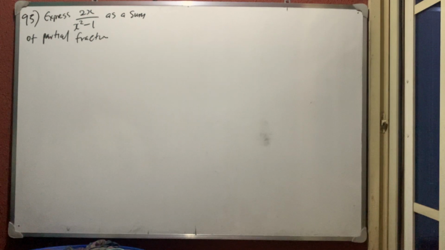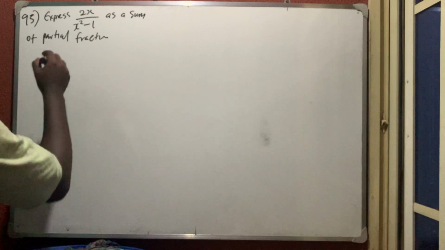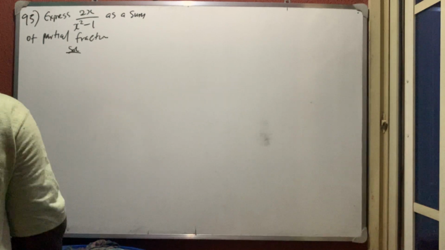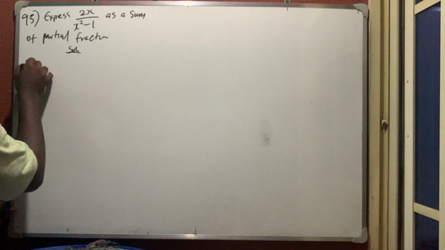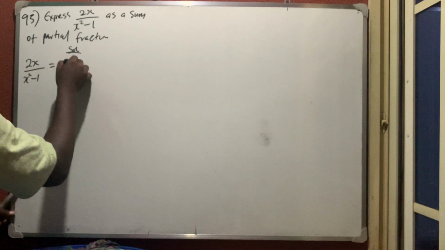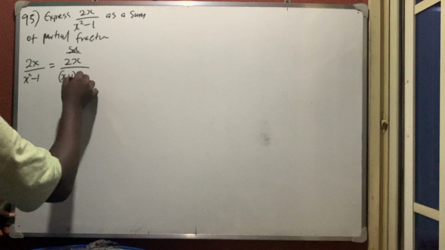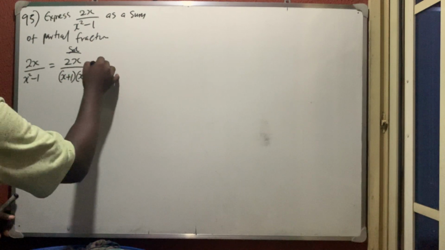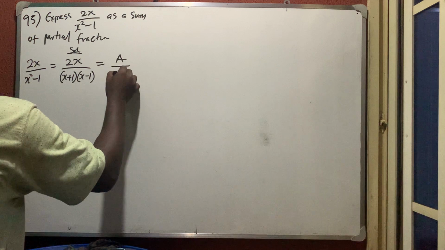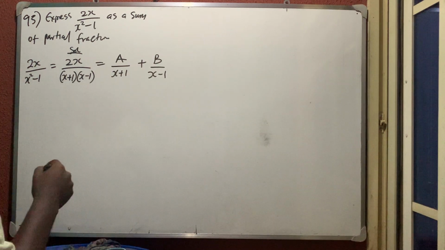Now I'm going to solve it in two ways. Okay? The first way is the normal method, which is solution. The normal method is that 2x all over x squared minus 1 is something as saying 2x all over, this is difference of 2 squares, x plus 1 and x minus 1. Okay? And this is a over x plus 1 plus b over x minus 1. So what do we do?